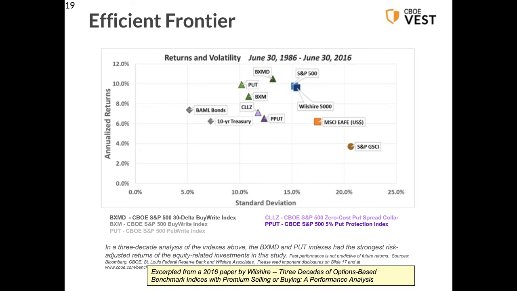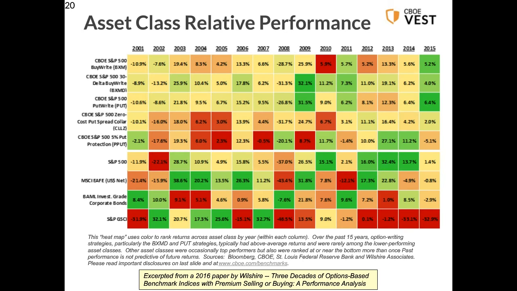Okay. Also included in the presentation deck is the year-by-year results for all of these different option strategy indexes compared to the benchmark indexes. Now, if you look at this, of course you want to see how they did in years like 2008 when the S&P was down 37%.